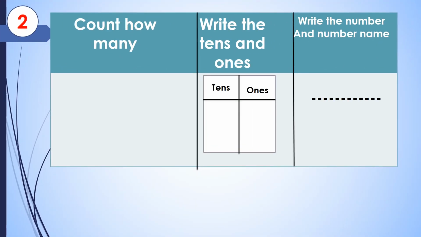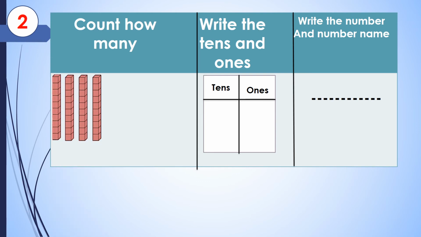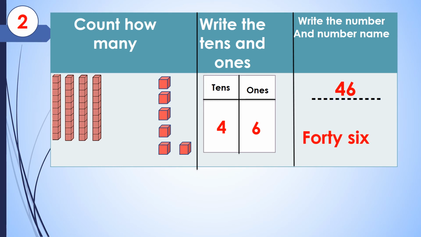Number 2, we have 4 tens and 1, 2, 3, 4, 5, 6. How many ones? 6. 4 tens equal 40, and we have 6 ones, so we read it as 46. And we write it in words 46.